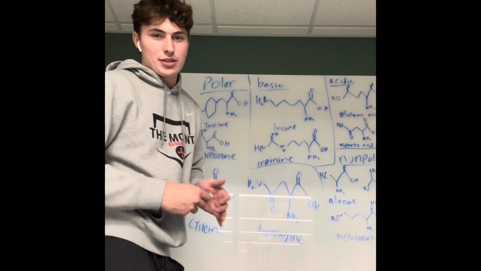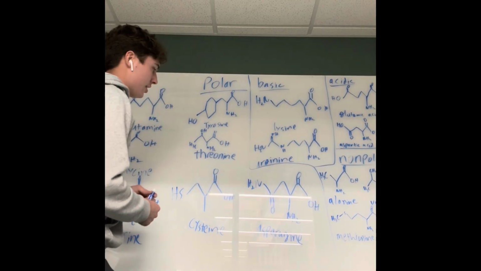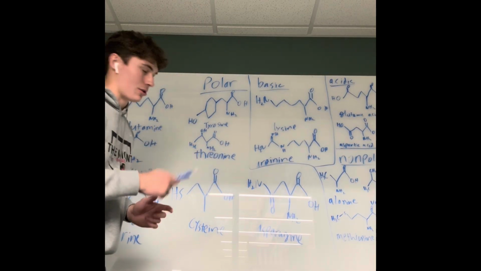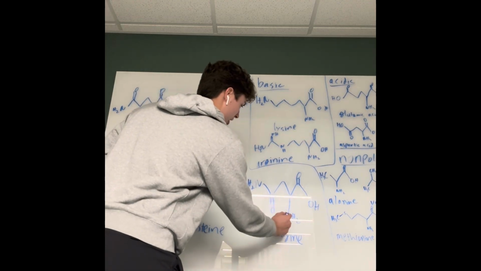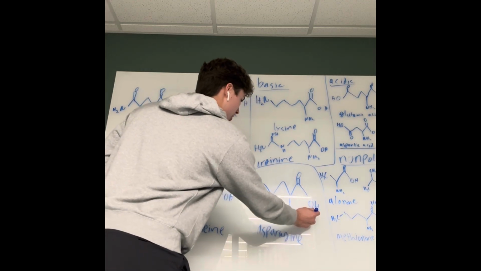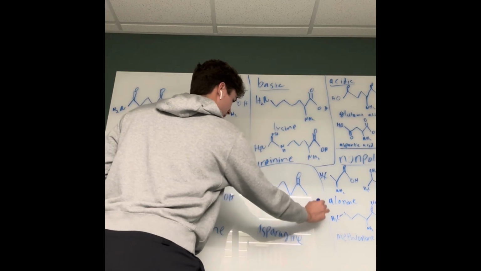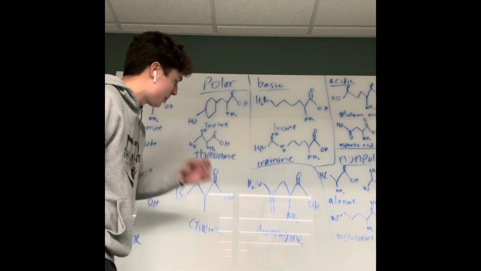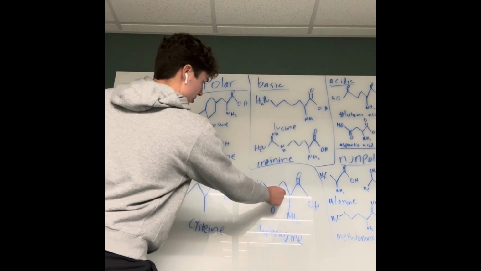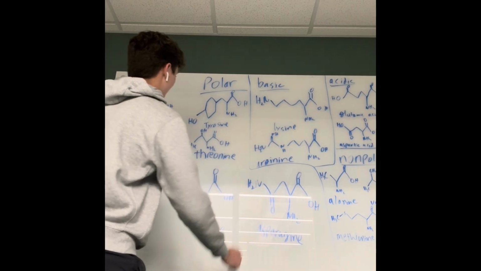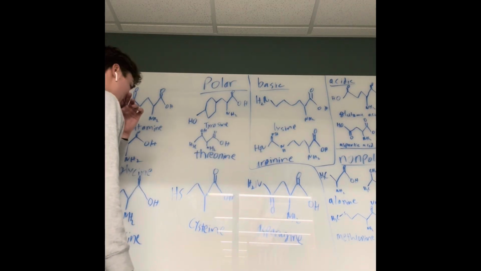So, as you may see, all of these have a similar structure, right? They all have an NH2, an OH, and a C double bonded to an O. If we circle this right here, this is asparagine. This part past here is called our R group. That is what changes in all 20 of these amino acids.